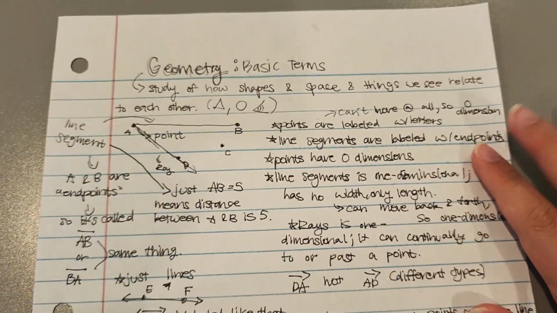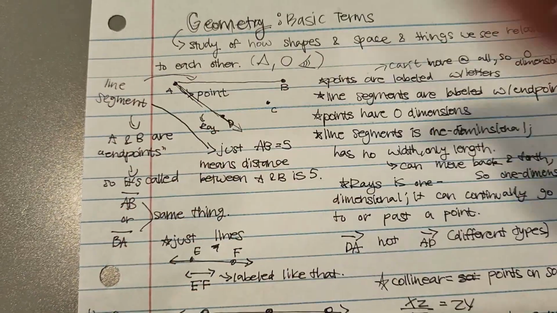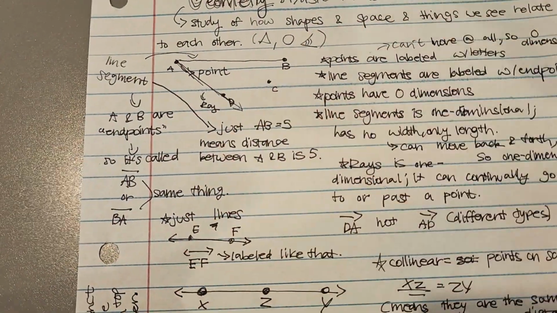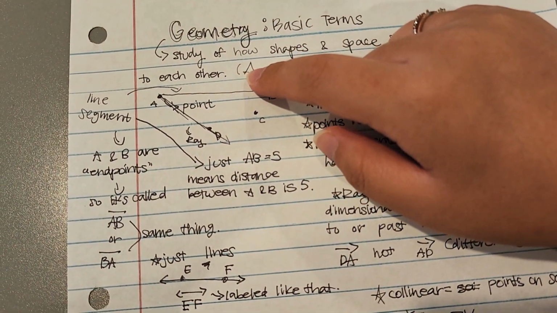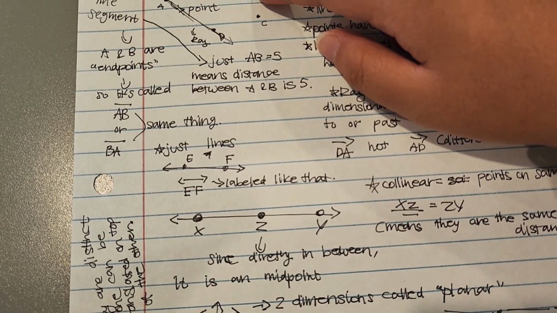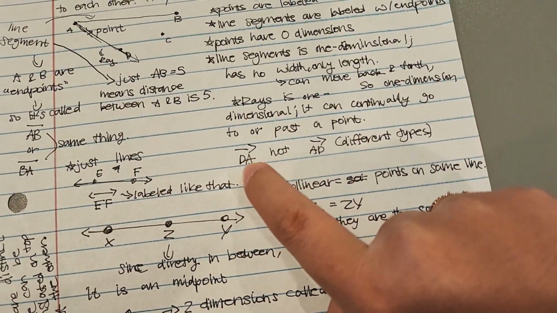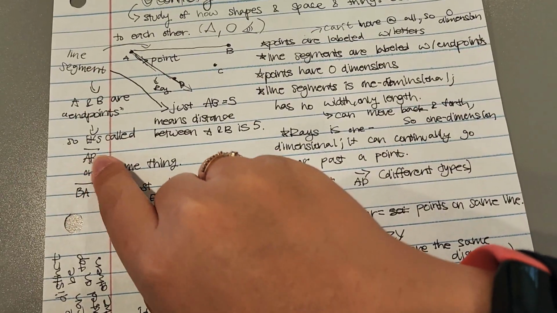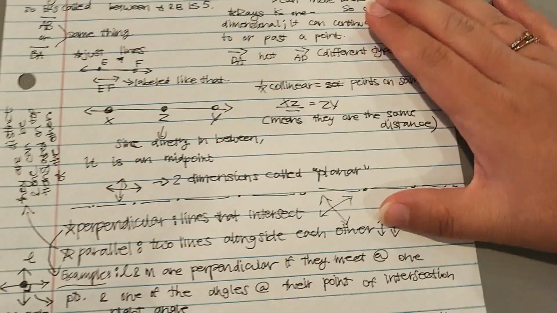For a line segment, your label is line AB or BA. Line BA, they're the same thing. A point, you'll just say A or B. For rays, a ray DA, and unlike lines where you could switch it around, in rays you cannot, because they are different types.